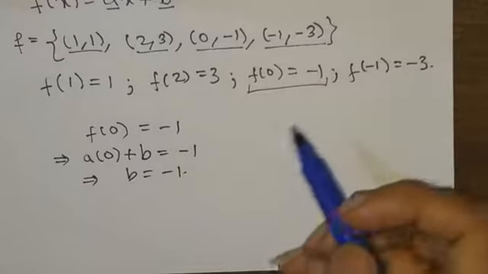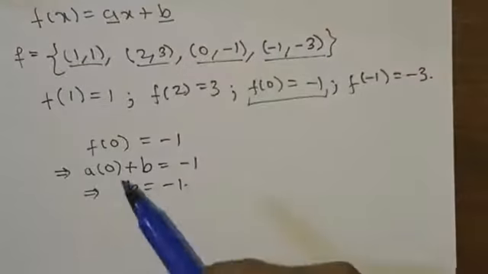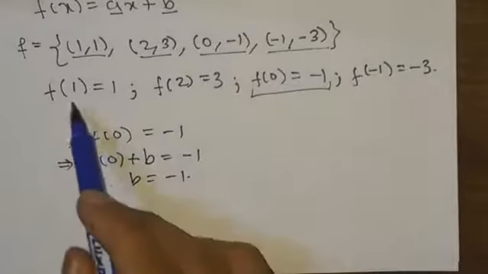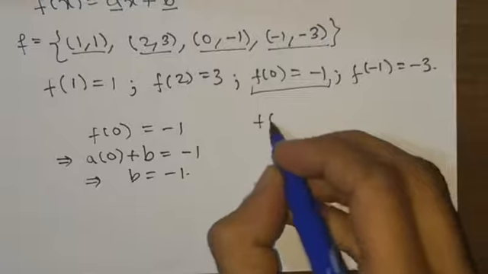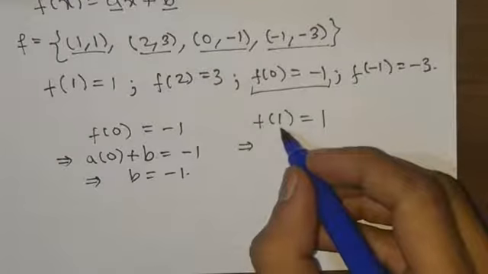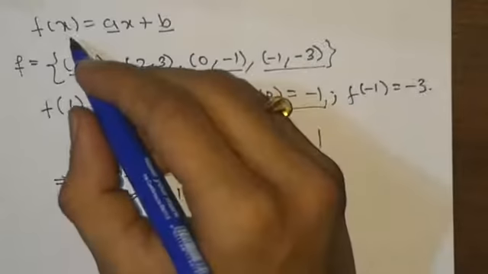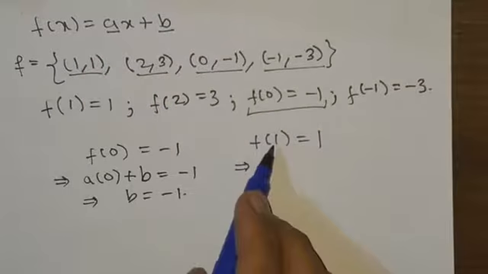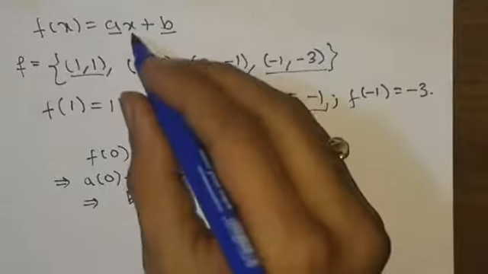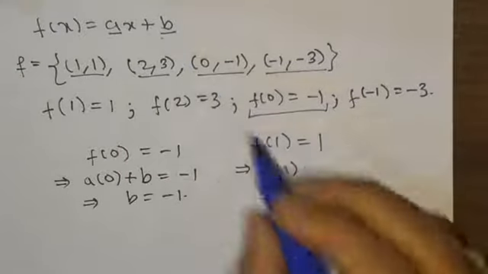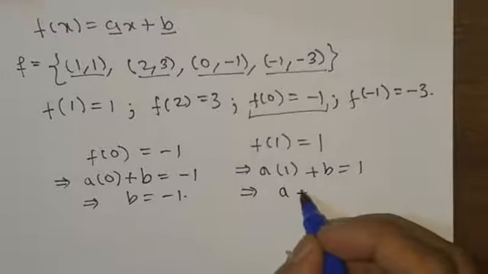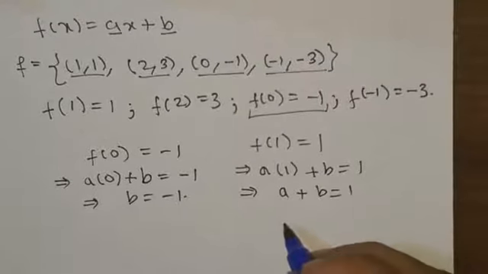Now we have to get the value of a. For that we can take any one of these three. So I'll take this one, f of 1 equal to 1. So f of 1 is given as 1. That means we have to just replace x here in the definition of the function by 1. So what we will get is a multiplied by 1 plus b, which is equal to 1. So that means a plus b is equal to 1.